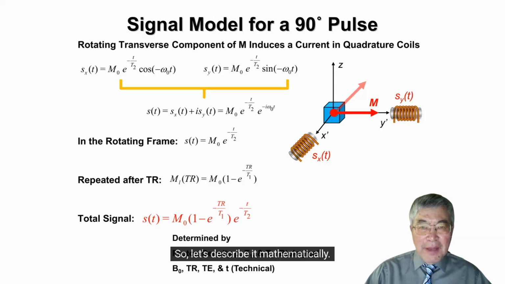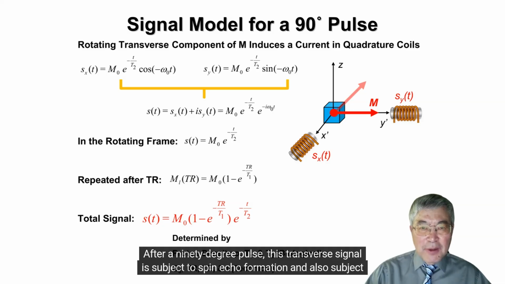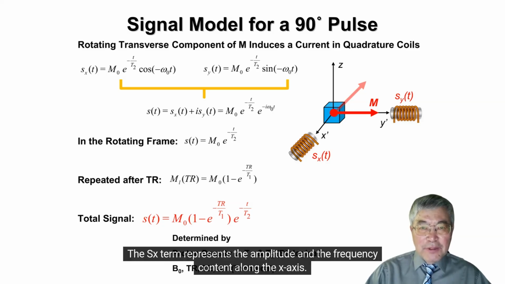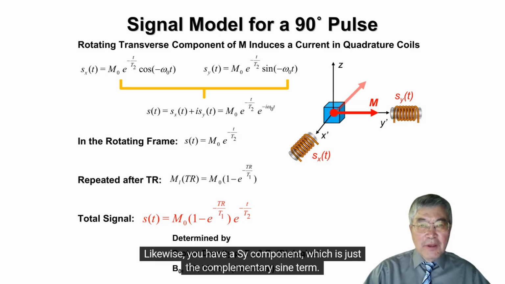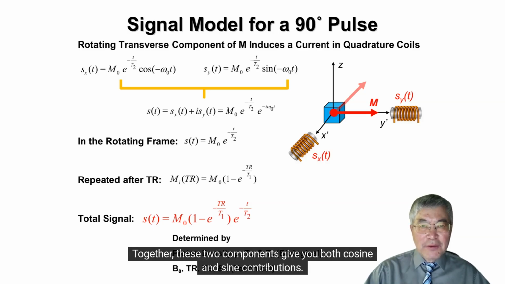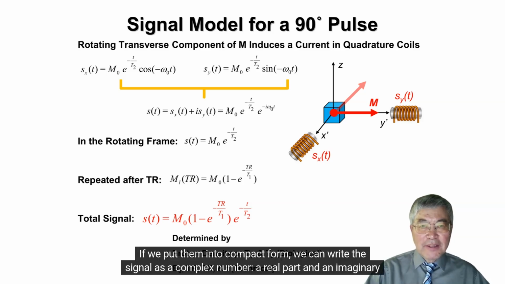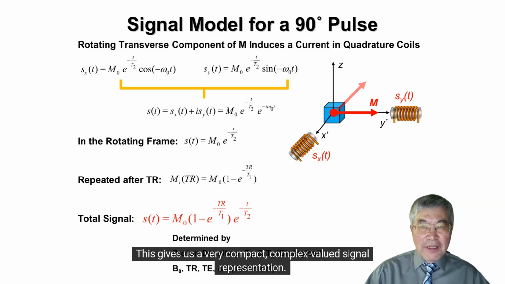So let's describe it mathematically. You can record Sx, which is modulated as M0. After a 90-degree pulse, this transverse signal is subject to spin echo formation and also subject to T2 decay. The Sx term represents the amplitude and the frequency content along the x-axis. Likewise, you have a psi component, which is just the complementary sine term. Together, these two components give you both cosine and sine contributions. If we put them into compact form, we can write the signal as a complex number, a real part, and an imaginary part.